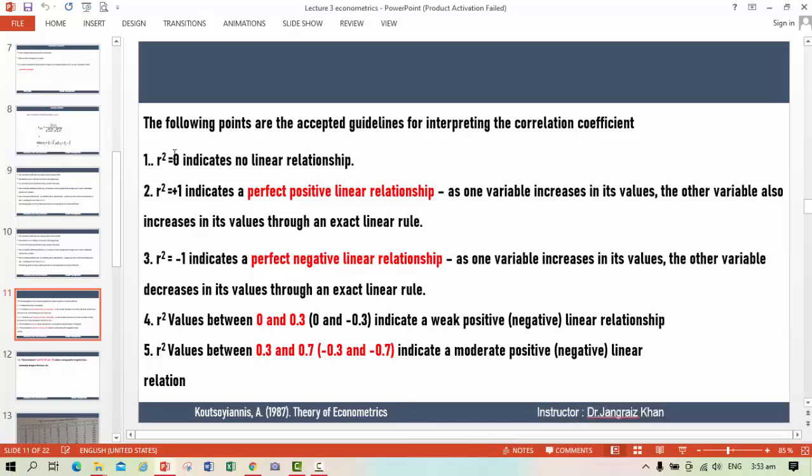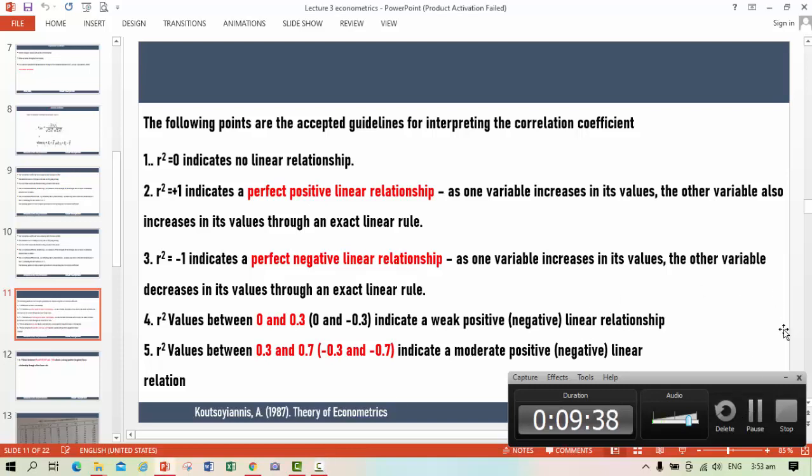So the following points are the accepted guidelines for interpreting the correlation coefficient. Dear students, if r square is equal to 0, it means no linear relationship or zero correlation. Similarly, if r square is equal to +1, it means perfect positive linear correlation. As one variable increases, the value of the other will also increase. If r square is equal to -1, it means perfect negative linear relationship. As one variable increases in its values, the other variable decreases in its values through an exact linear order.